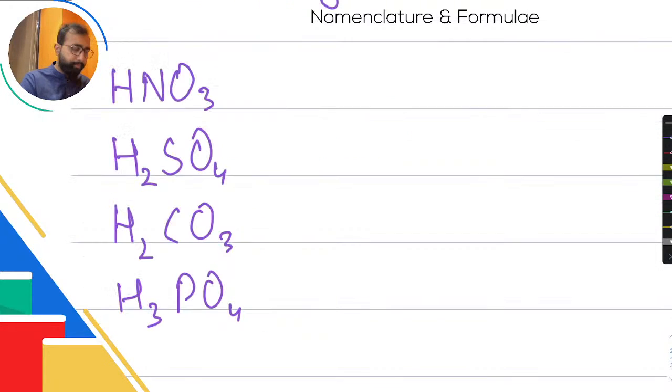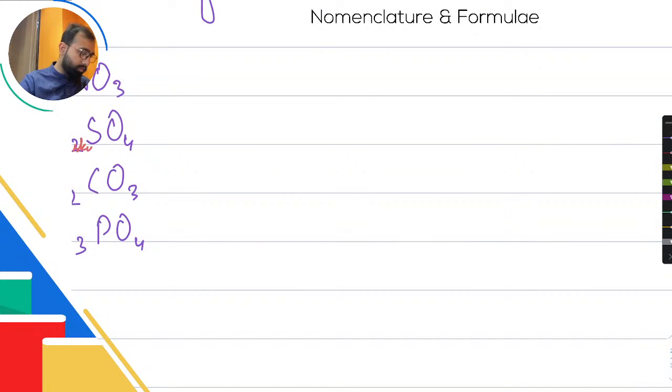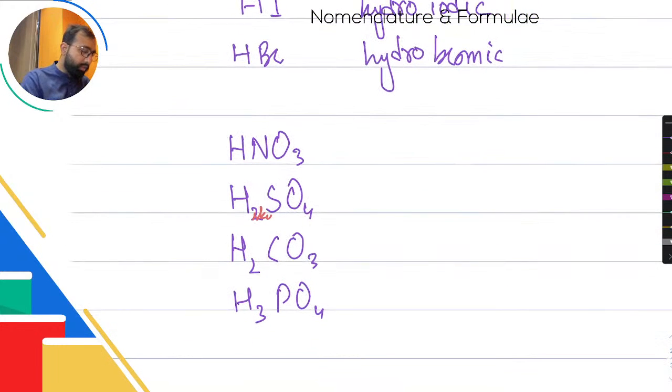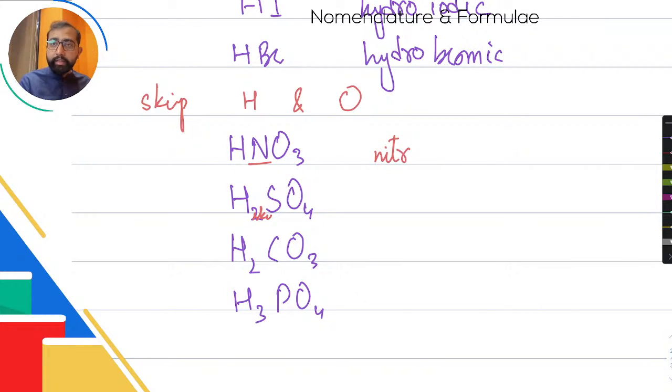So skip hydrogen and oxygen. All right. So what should I name them? So the middle one with IC. You see, it's really simple. So you skip hydrogen, you skip oxygen if you have more than two elements in there, and just name the middle one. So the middle one in this case is nitrogen. So this is going to be nitrogen with ic at the end. So nitric acid. There you go.